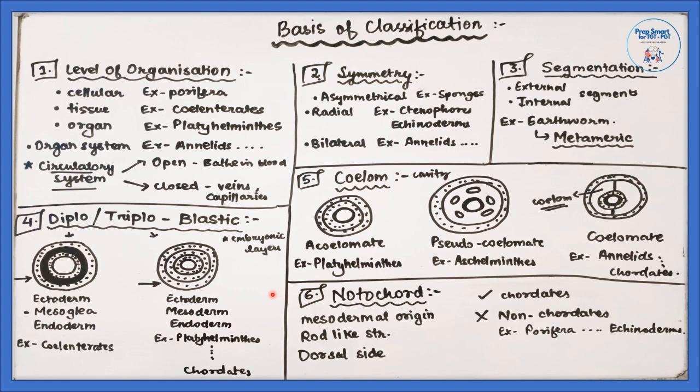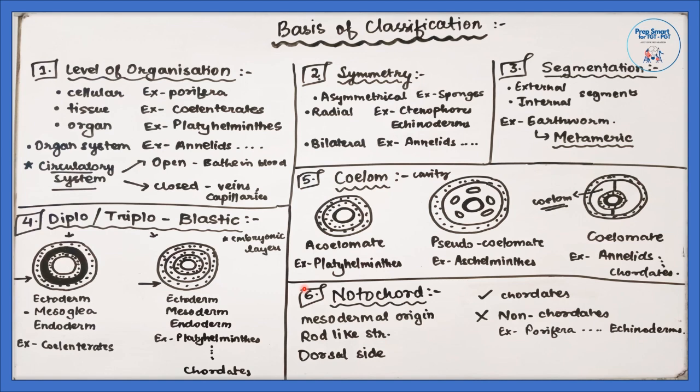The next basis of classification is notochord. It is a rod-like structure present on the dorsal side of the animal body. It is derived from the embryonic mesoderm. It has mesodermal origin, is a rod-like structure, and is present on the dorsal side. Three features of notochord.